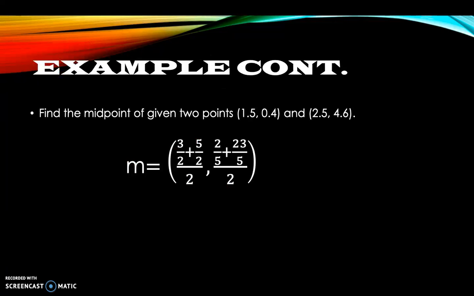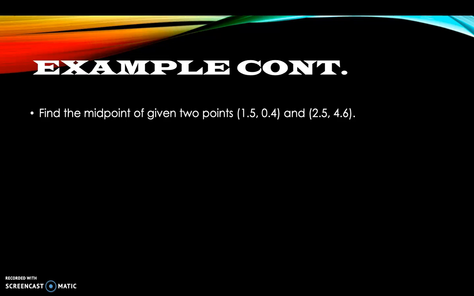Since we do have a common denominator, we just add the numerators and keep what they have in common for the denominator. So for 3/2 plus 5/2, we have 8/2 all over 2, comma, and for 2/5 plus 23/5, we have 25/5 all over 2. So these fractions are being divided by 2.